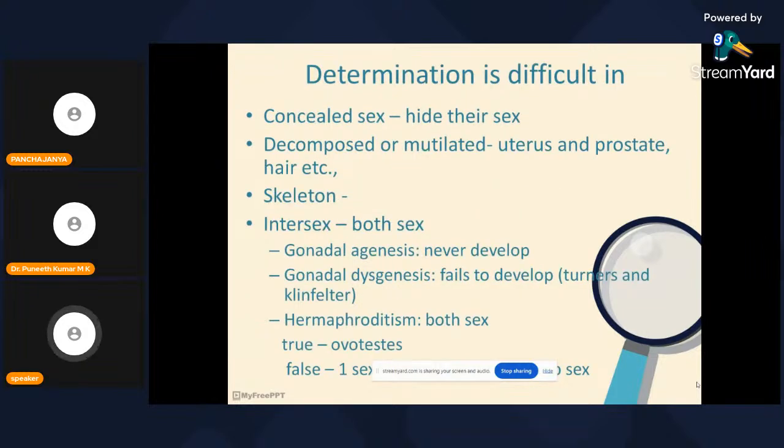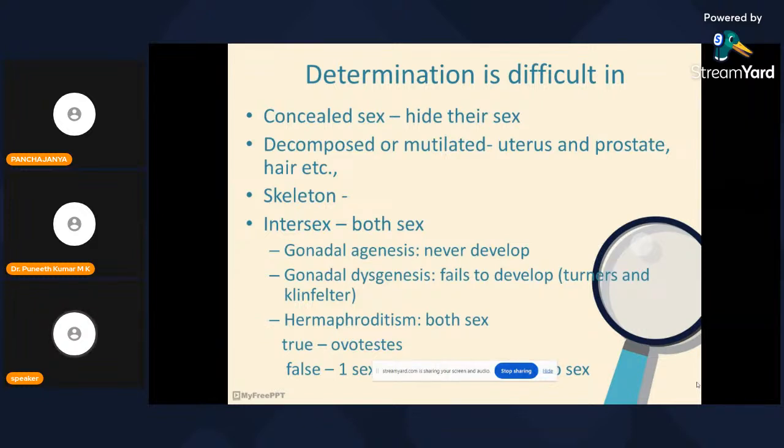Next, there are cases where it is difficult to differentiate male or female, such as concealed sex, where the person is hiding their sex and presenting themselves as another person. If a male is wearing a female dress or artificially appearing as a female, that is one situation where concealed sex occurs. In that condition, it is difficult to decide based on physical appearance.